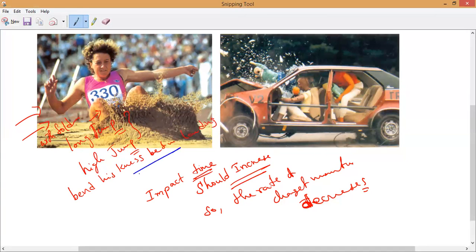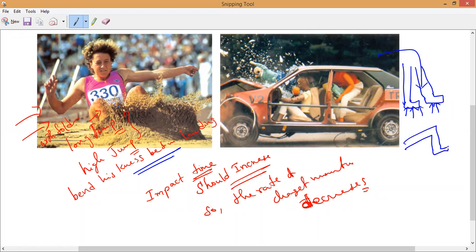Impact time will increase, so for example, if I am jumping like this, my legs are stretched, so I will touch the ground faster. Yes or no, guys? So the rate of change of momentum is more, so it will hurt your leg more forcefully.